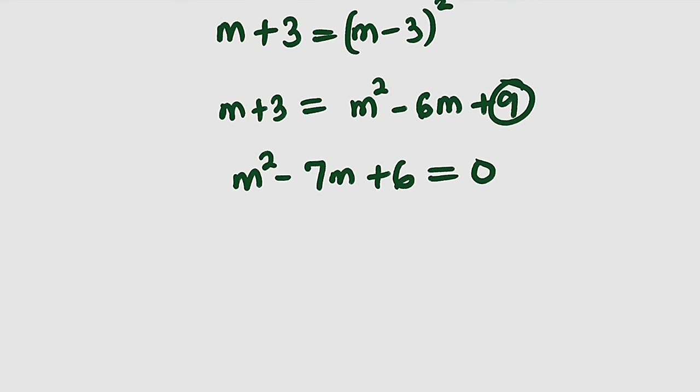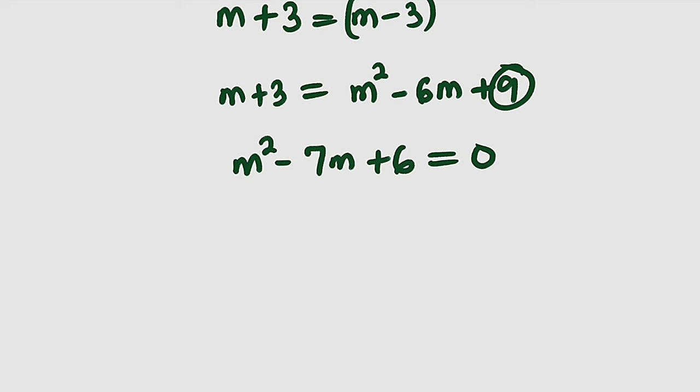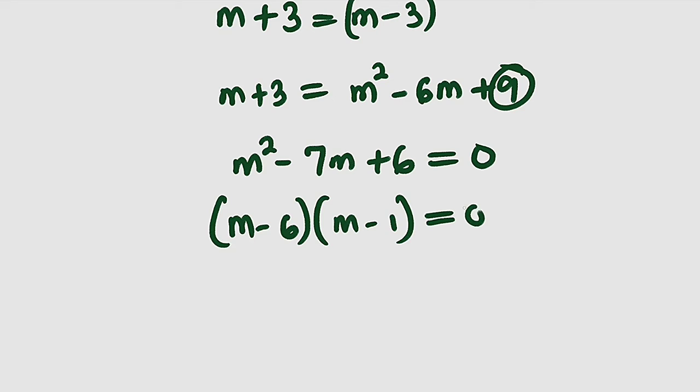This is a quadratic equation that can be factorized. Two numbers that can be multiplied to get 6, but when you add them together, you get negative 7. They are negative 1 and negative 6. So m minus 6, m minus 1. These are the numbers, right? Because negative 6 times negative 1 is positive 6. Negative 6, negative 1 is negative 7. If you solve this, you have m either equal to 6 or m equal to positive 1.